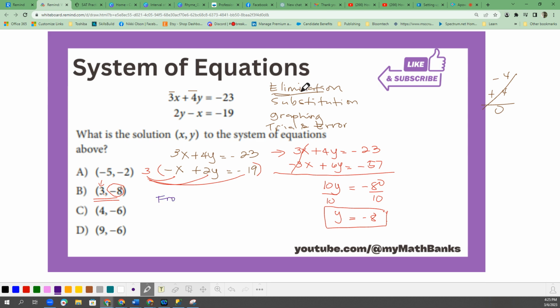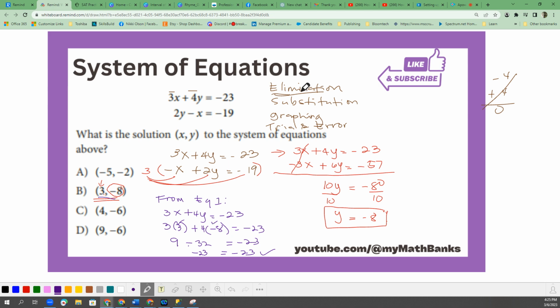From equation 1, it says 3x plus 4y equals negative 23. According to this choice, my x is 3, so that will be 3 times 3 plus 4 times negative 8. Is this going to equal negative 23? Well, 3 times 3 is 9, and 4 times negative 8 is negative 32. Is 9 minus 32 equal to negative 23? Yes, it is. So negative 23 equals negative 23. Since it made that equation correct, most likely your x is really 3 and your y is really negative 8.